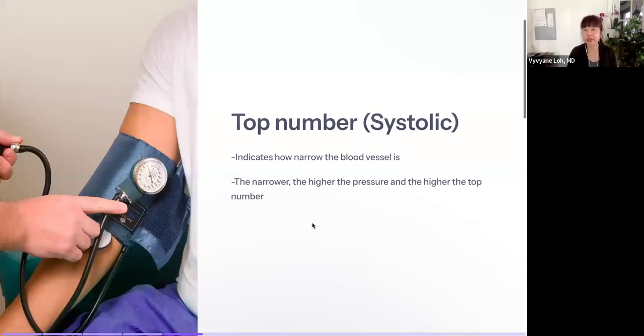Now, when you get your blood pressure measured, you'll see that there are two numbers involved. The top number is called the systolic pressure. This tells you how narrow the blood vessel is. So the narrower the blood vessel, the higher that number, the higher the pressure in the blood vessel. And that's what the systolic number means.